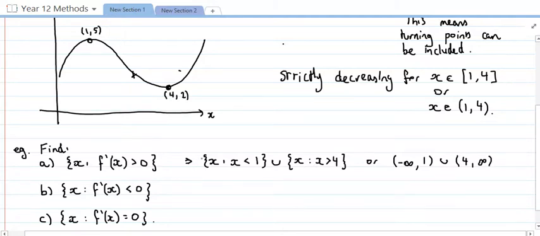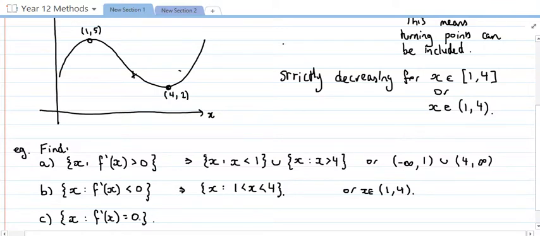Okay, and so in doing the second one, find x such that f dash x is less than 0, so where the gradient is negative. That's happening between these two turning points. That's where the gradient is negative. So what that means then is we can say x such that 1 is less than x is less than 4. So basically saying that x is between 1 and 4. Or we could just say the interval, I should probably write x as an element of, and that's just 1 to 4. Not inclusive again, because at those turning points it has a gradient of 0.